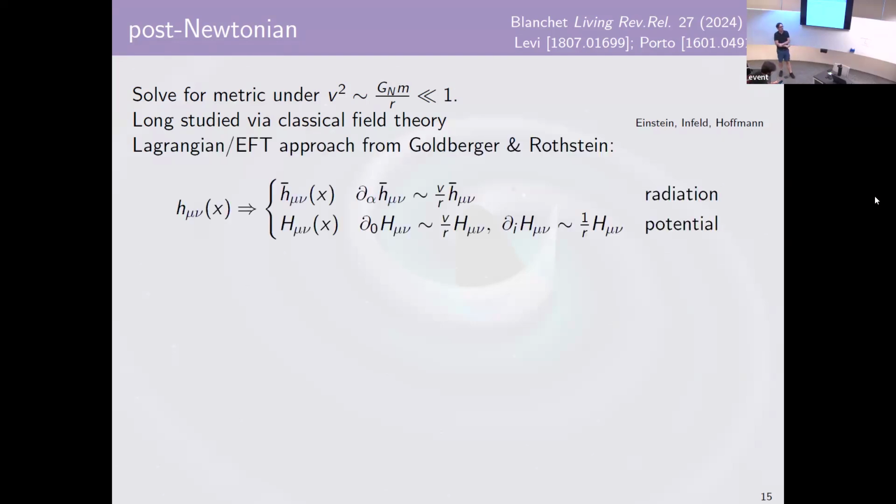There was, however, a very nice development at the turn of the millennium, where Walter Goldberger and Ira Rothstein wrote this very nice paper describing a clean EFT and Feynman diagrammatic point of view for doing post-Newtonian calculations. And essentially the idea is that you separate your metric perturbations into radiation and potential modes.